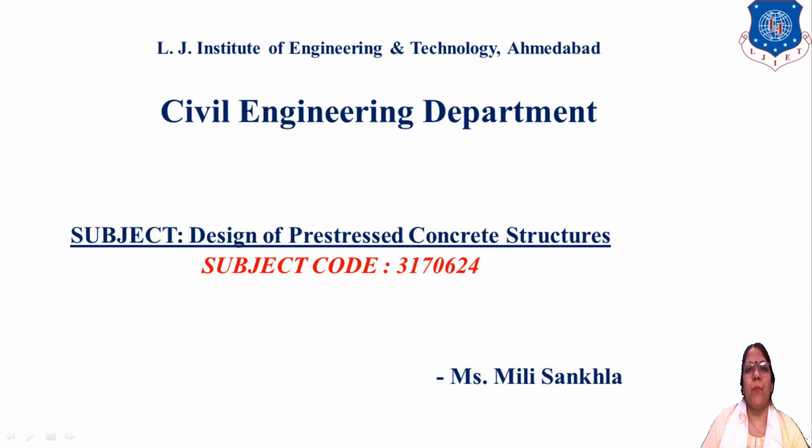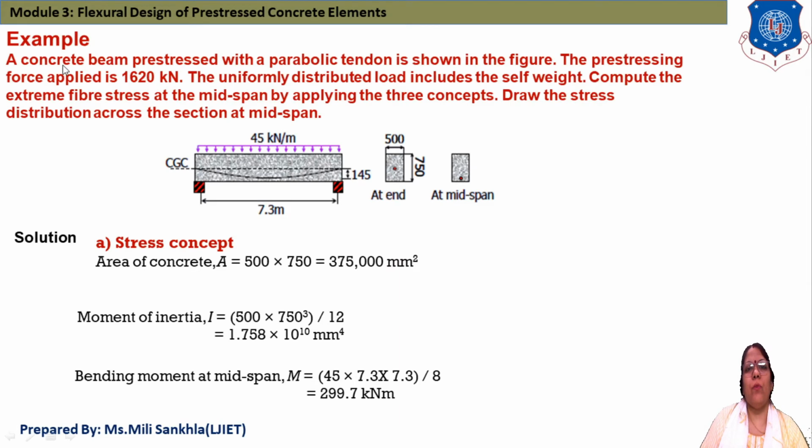We solve the example. Before solving it, read the given data properly. A concrete beam prestressed with parabolic tendons is shown in the figure. The prestressing force applied is 1620 kN. The uniformly distributed load includes the self weight. Compute the extreme fiber stresses at mid-span by applying the three concepts. Draw the stress distribution across the section at mid-span.